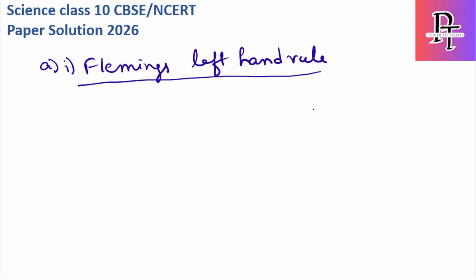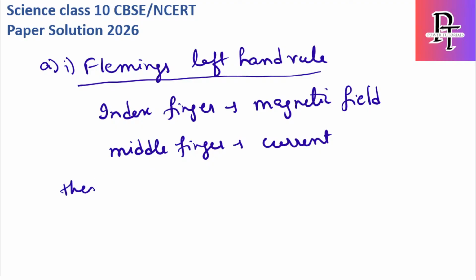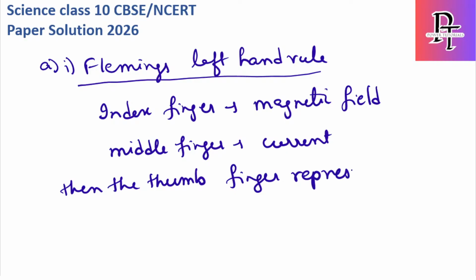So what does Fleming's left hand rule say? If the index finger represents magnetic field, the middle finger represents current, then the thumb represents the direction of force.